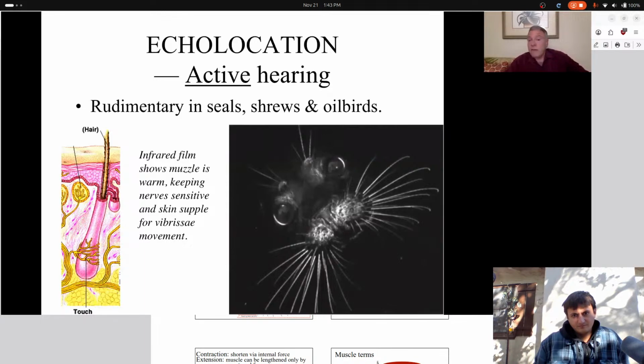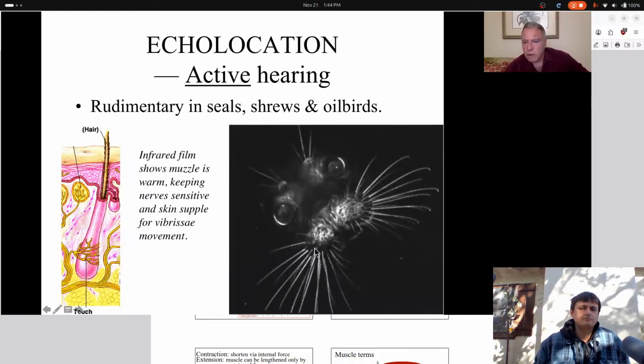So that could be passive, or it could be active. So passive, you're listening to vibrations created by the environment, including by another individual. With active hearing, you're making the sound and then listening for how that sound is changed by the environment. So we often call that echolocation, right? You're listening to the echo of the sound that you made. So we see some degree of this in a variety of different animals.